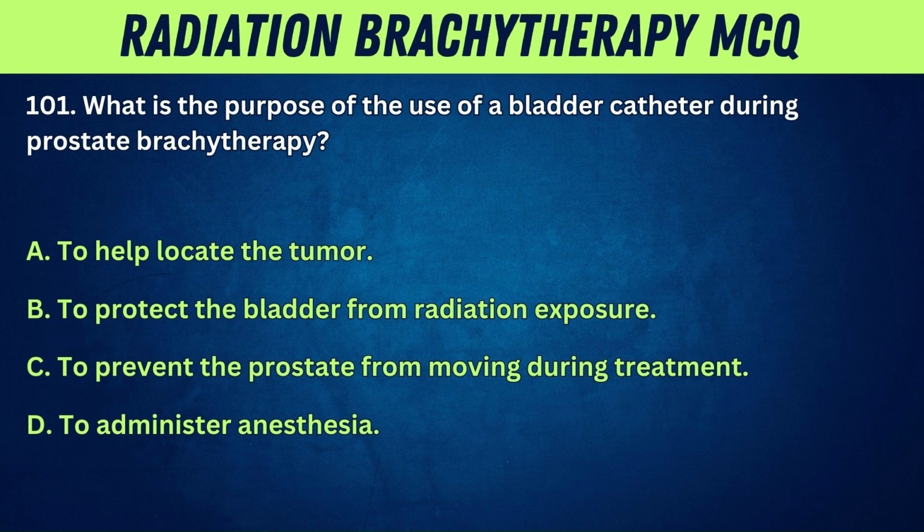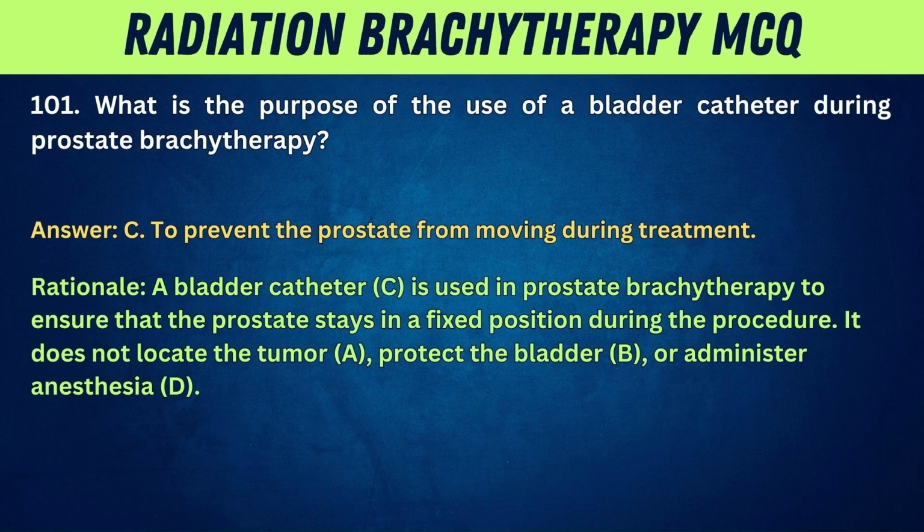101. What is the purpose of the use of a bladder catheter during prostate brachytherapy? A, to help locate the tumor. B, to protect the bladder from radiation exposure. C, to prevent the prostate from moving during treatment. D, to administer anesthesia. Answer: C, to prevent the prostate from moving during treatment. Rationale: A bladder catheter (C) is used in prostate brachytherapy to ensure that the prostate stays in a fixed position during the procedure. It does not locate the tumor (A), protect the bladder (B), or administer anesthesia (D).